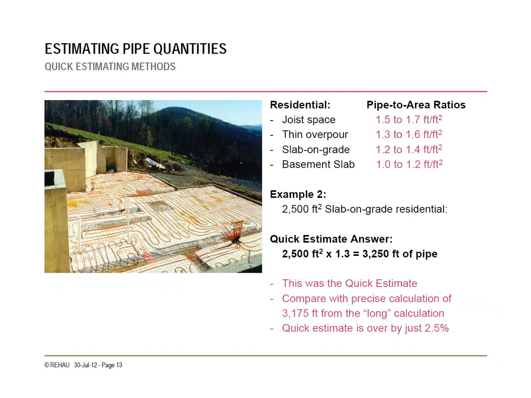This is just another example, for a residence, 2,500 square feet, doing a thin overpour, probably with 8-inch spacing, so they're using 1.3 here. And again, it's just 2.5% over if you did the long calculation.